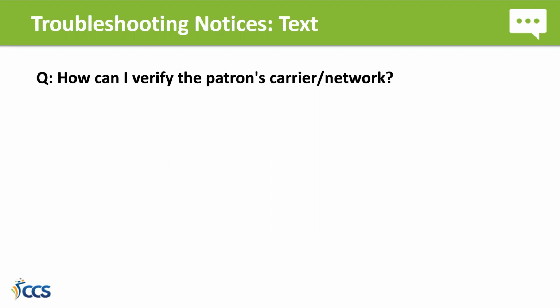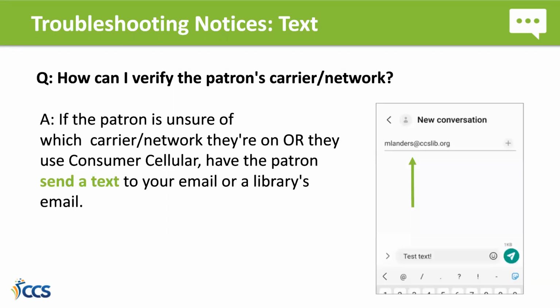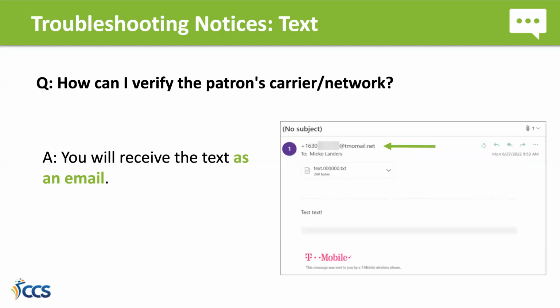Now, the easiest way to do this is have the patron email or send a text to your email or one of the library's emails. Just like our email to text process, their text will basically go through the reverse. It starts off as a text message, where they're sending a text to this email address, and then it arrives as an email and appears to come from their phone number. So it went through that gateway, which translated it from a text to an email.